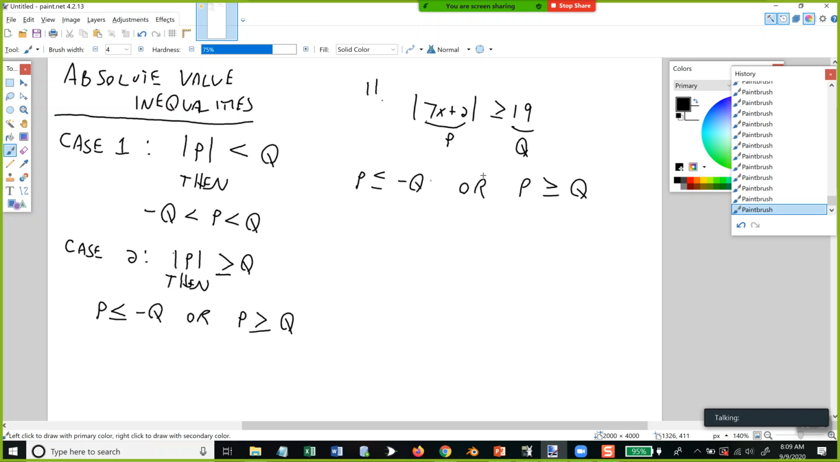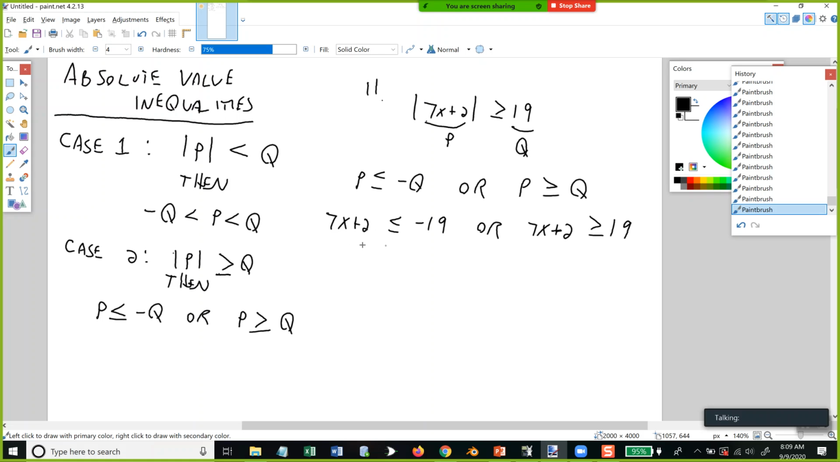Again, that OR does not mean you can choose one or the other. Most popular mistake people make on tests is they will just plug it into one of them, because that's what OR means, you can choose one or the other, but not in this case. So I'm going to plug in 7x plus 2 everywhere I have a P. I'll plug in 19 everywhere I have a Q. So I got 7x plus 2 is less than or equal to negative 19. Here's an OR. 7x plus 2 is greater than or equal to positive 19.